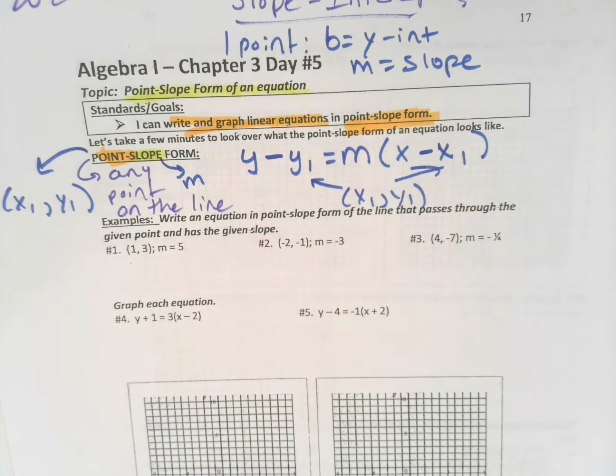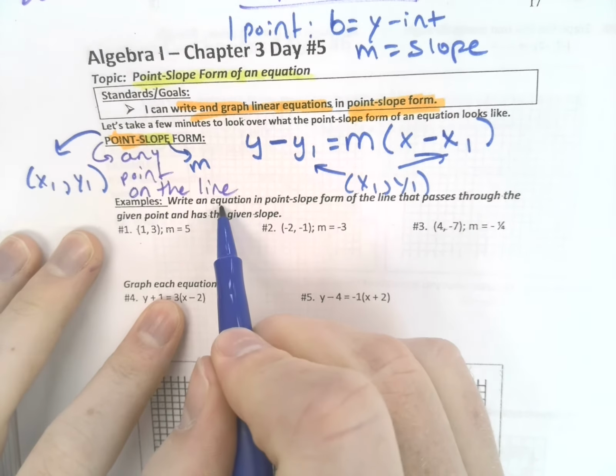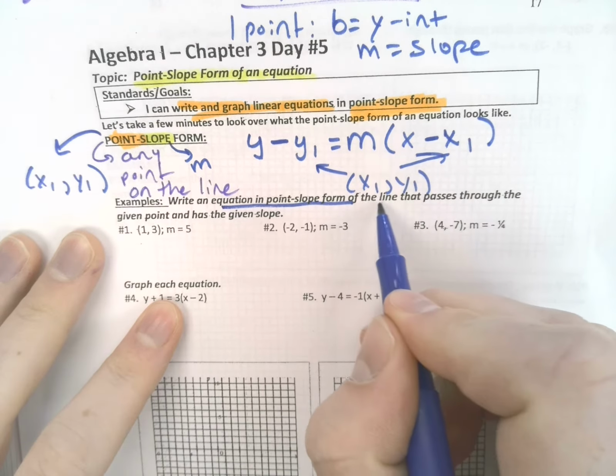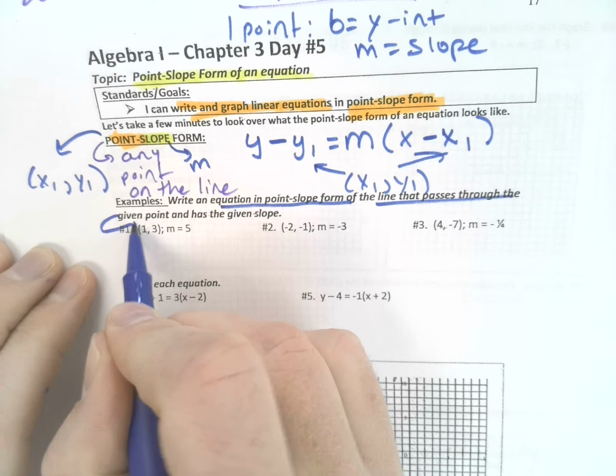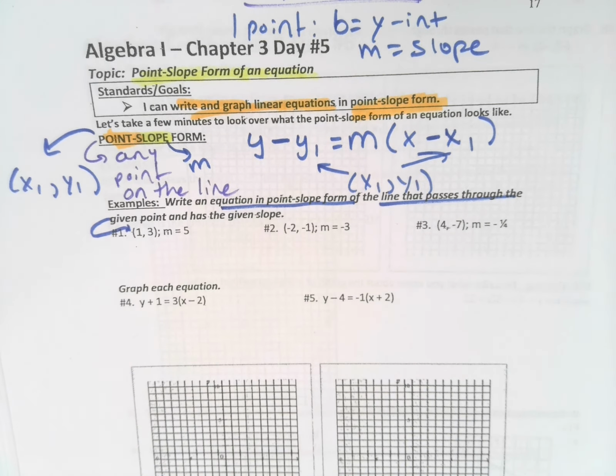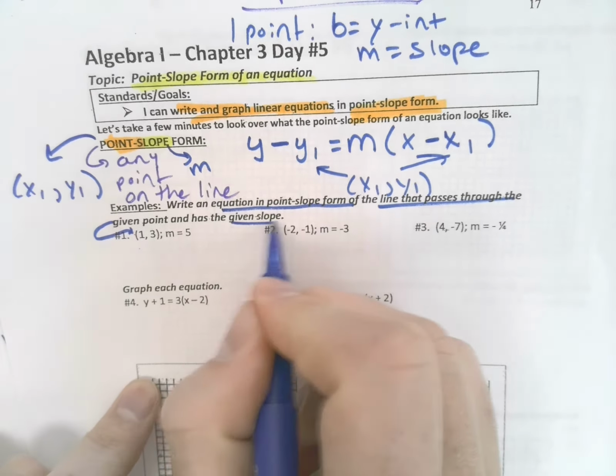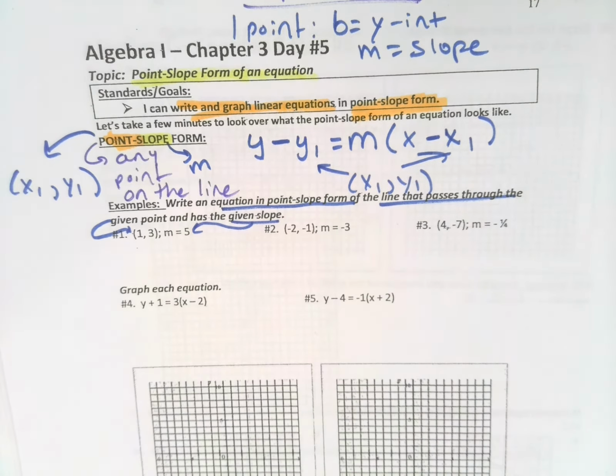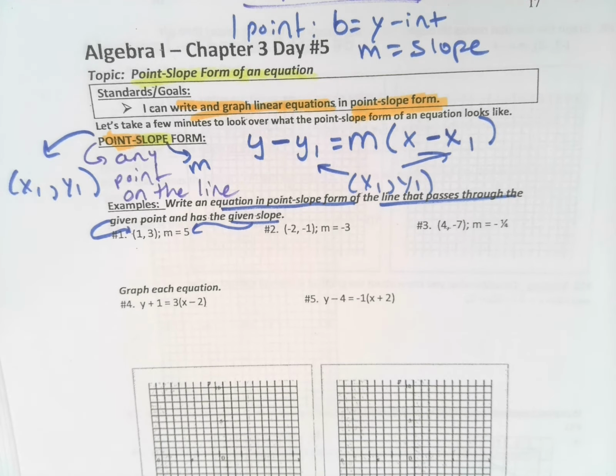Check this out. Let's see what this looks like, guys. Let's do an example. We have a line that passes through the given points, that point right there, and has the given slope, that slope right there. So, Jasmine, what's going to be our x1 and y1 in number 1?